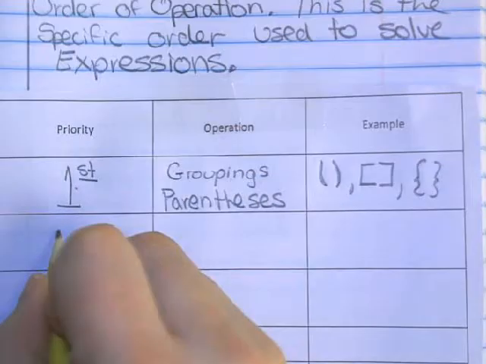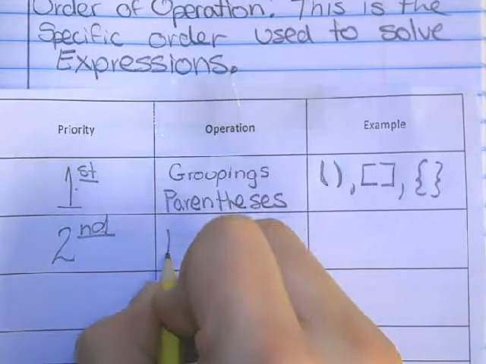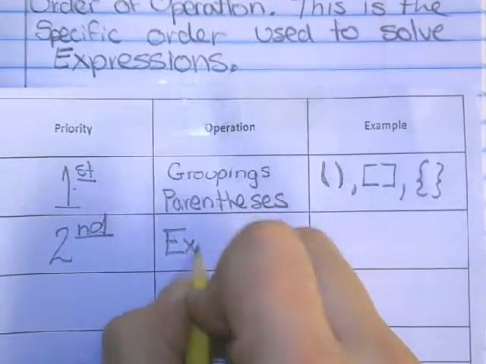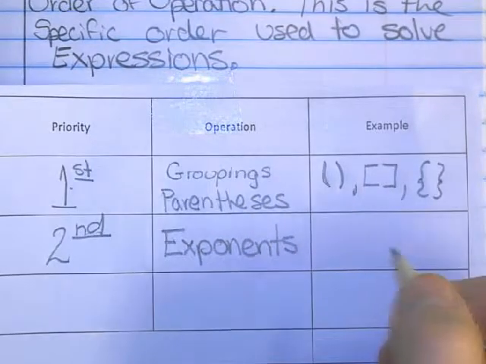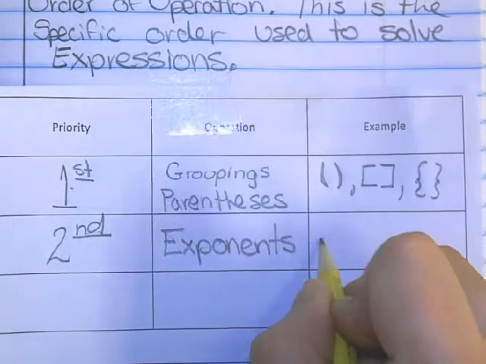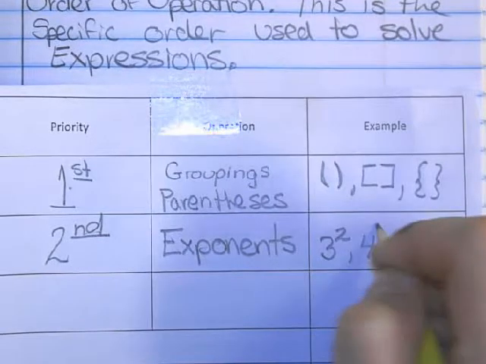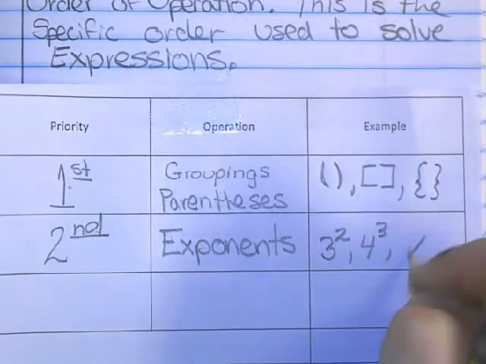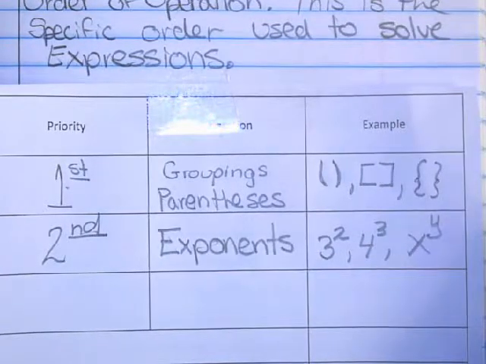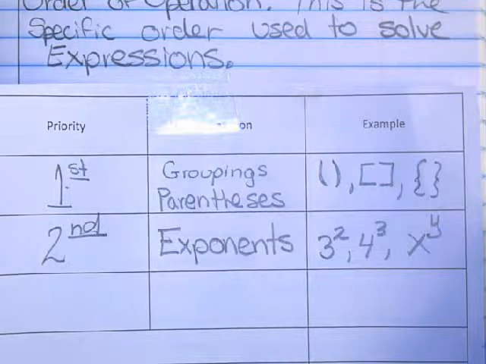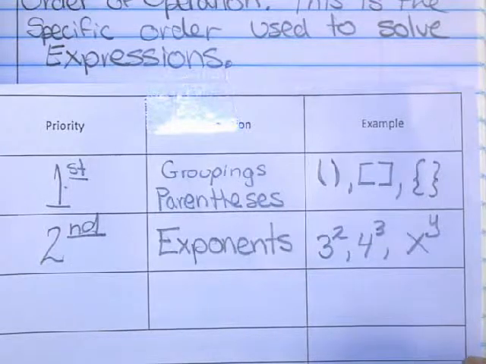The second priority is what we talked about last week: exponents. Exponents, which we remember could be 3 squared, or 4 cubed, or really any number to any exponent. So anytime you see an exponent, those are going to come next.